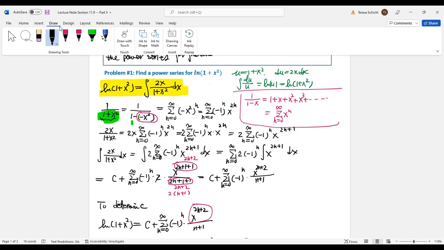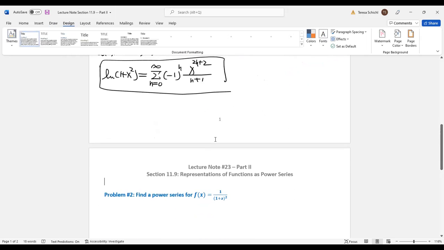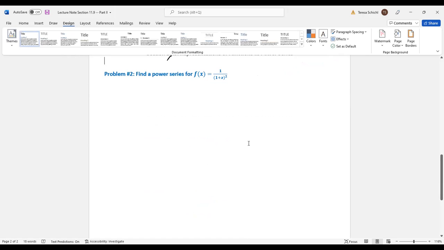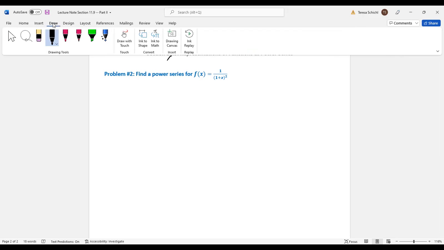Okay, now let's take a look at problem number 2 here. I want to find the power series for f of x is equal to 1 over 1 plus x squared, right? Okay, so let's take a look. How do we do this?